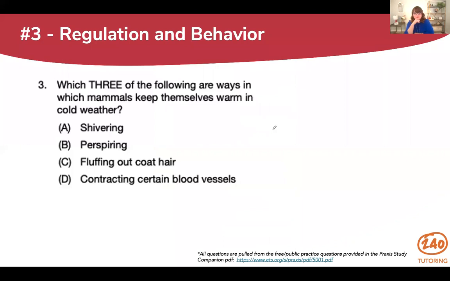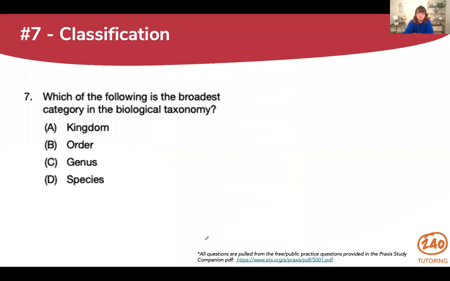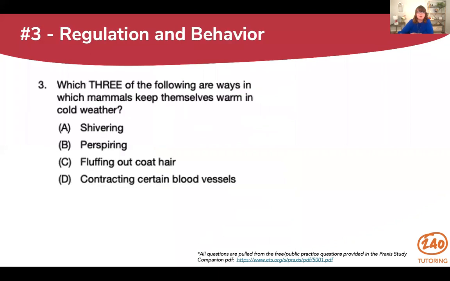So this first one is about regulation and behavior. You heard me mention that in the last slide, but this question says, it's number 3. And by the way, all of these questions come from, hold on, my pen has decided to not cooperate. There we go. All of these questions come from the Praxis ETS website, the Praxis Study Companion, and it's the free and public questions that they put in those study materials. So you have access to these on the internet, and they give you the answers and an explanation.